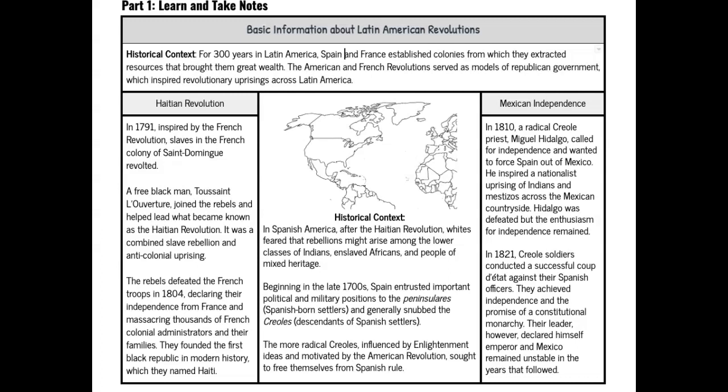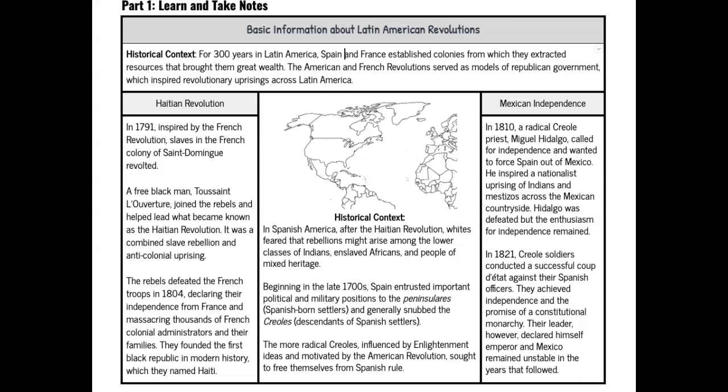Alright, let's read the historical context. This is giving us background information into the situation that we're walking into with Latin America. It says, for 300 years in Latin America, Spain and France established colonies from which they extracted resources that brought them great wealth. The American and French revolutions served as models of republican government, which inspired revolutionary uprisings across Latin America. So first of all, when we're talking about Latin America, we're talking about the regions of Mexico, Central America, and South America. So it's really based on geography. Also included in Latin America is the Caribbean, so the islands out here.